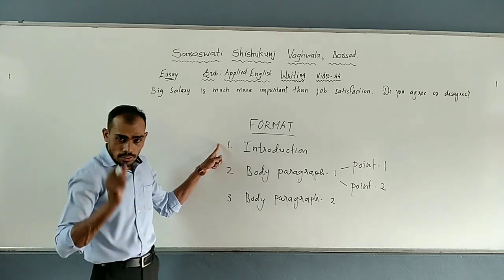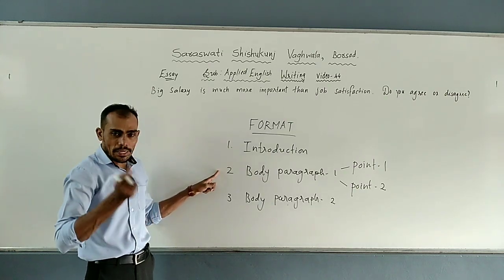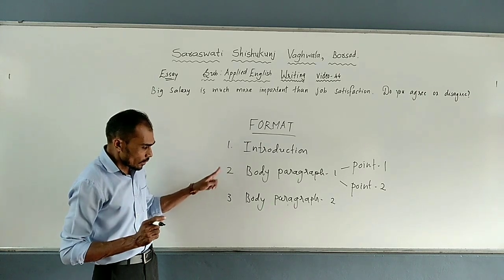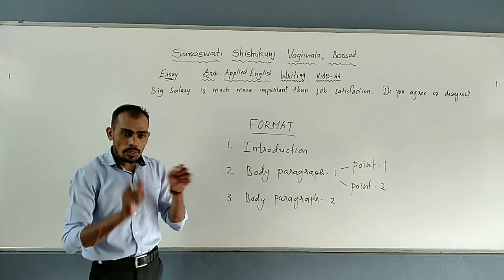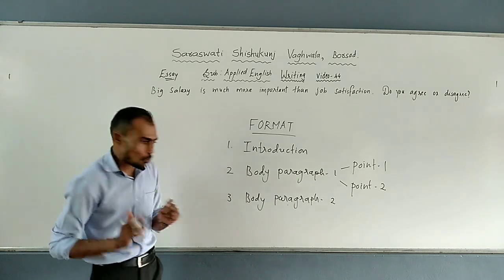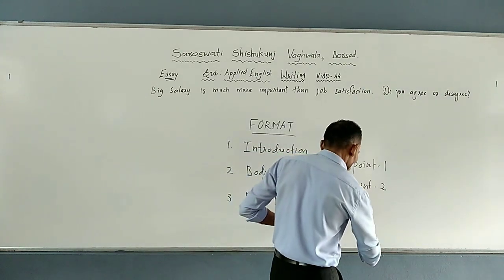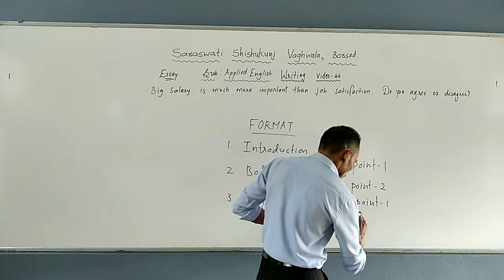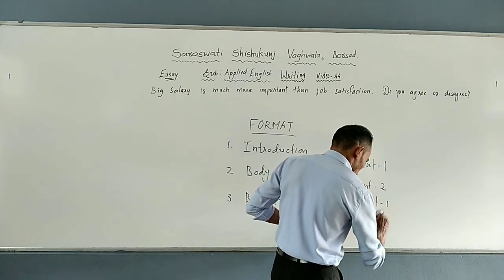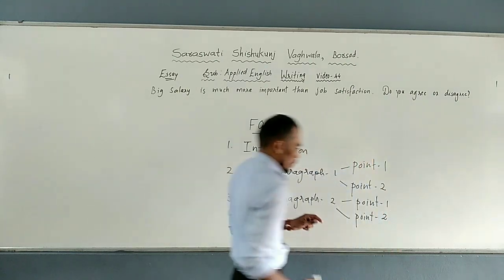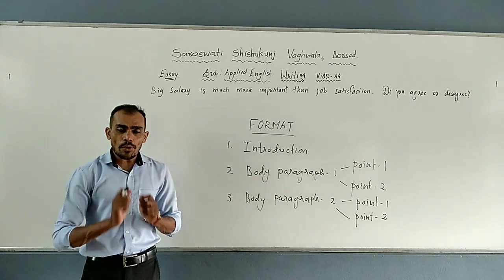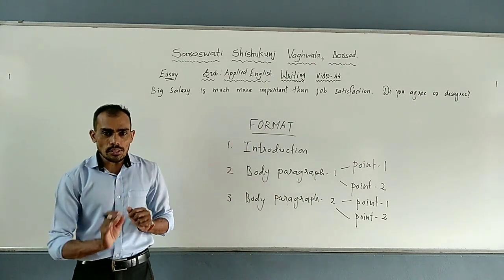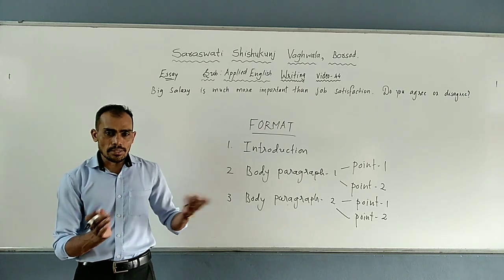This is introduction, body paragraph 1, body paragraph 2. So in body paragraph 2, there are total 2 points. Same you need to follow point number 1, and point number 2. And students, what you need to do? You need to explain both the points. This is the what type of essay. This is an agree and disagree essay.